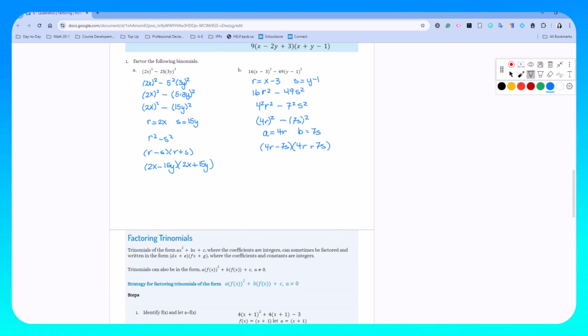Now that we have that, we're going to take our original substitutions and put everything back. So that's going to be 4 times (x minus 3) minus 7 times (y minus 1). Careful with the brackets. Then 4 times (x minus 3) plus 7 times (y minus 1) for the s. We're going to distribute the coefficients.